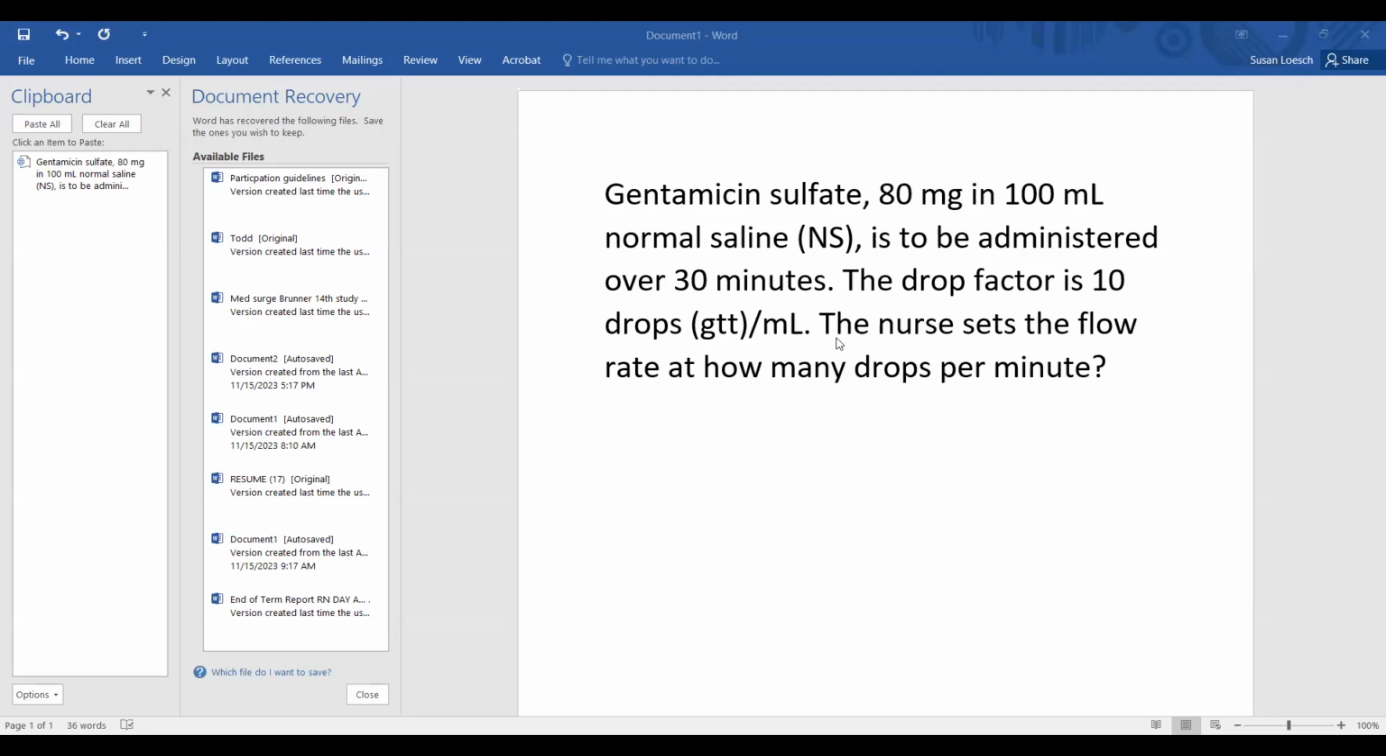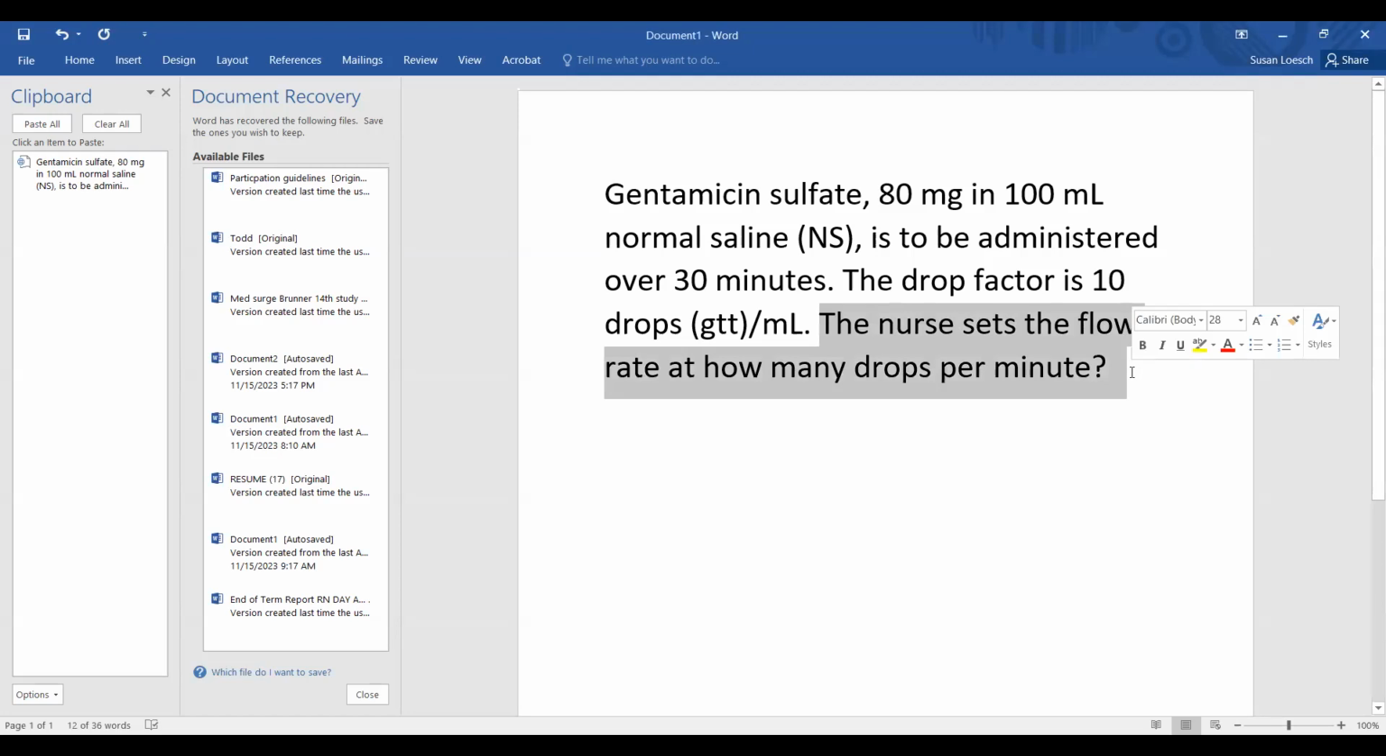Okay, so as soon as you see this drop factor here, what are the three things that you know you need to solve this problem? Don't be shy. You need to know the drip factor, how long, and what's being administered, the amount. I just want you to get used to saying, when I do this problem, I know I need my total volume, I need my total time in minutes, and I need my drop factor.